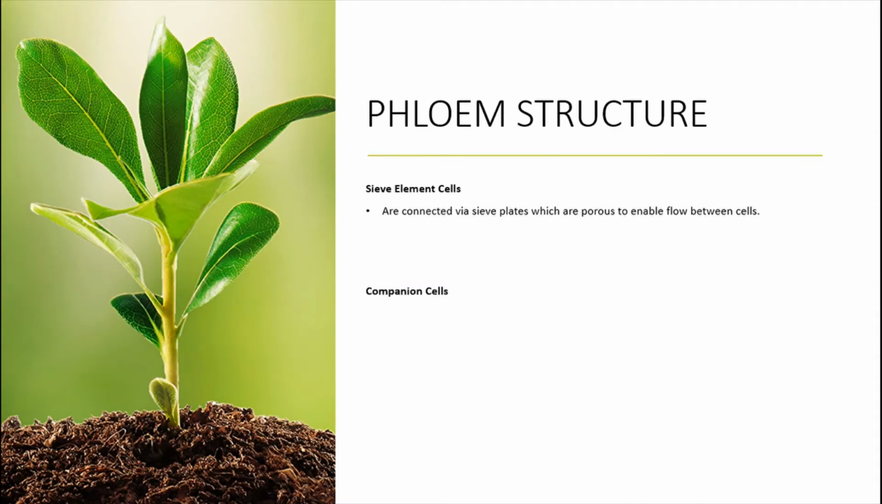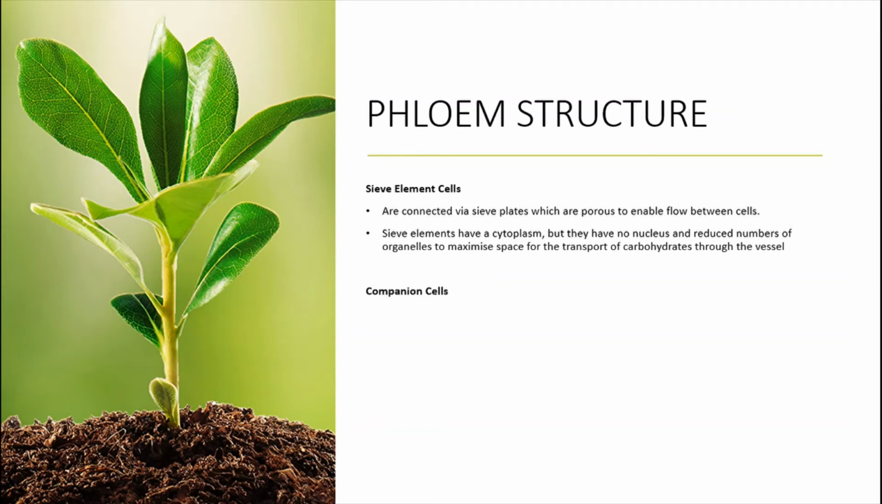So sieve cells are connected via sieve plates, and we'll have a picture of this in one of the following slides. For now, just understand that the individual sieve element cells are connected via sieve plates, which have little holes or pores in them. So they are porous to allow for that flow to continue between cells. Sieve element cells have a cytoplasm, but they have no nucleus, and they also have a reduced number of organelles. This is in order to maximize the amount of space available for the transport of that sap, or the transport of carbohydrates through the vessel.